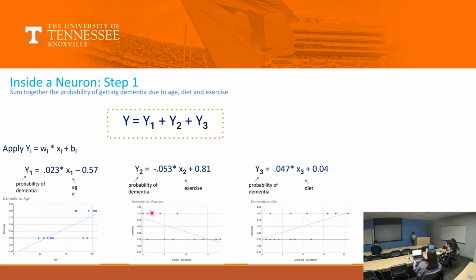Just a second, I'll just finish here. Then my Y2 probability would come from the exercise curve. Then this comes from the diet curve. That means I have these individual parameters that are influencing my final decision, a final answer. Now, what happens next inside the neurons? It's very, very interesting.